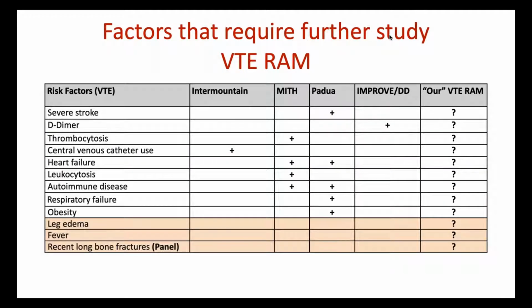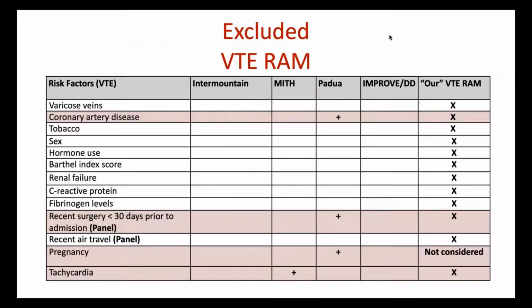We identified 12 additional candidate risk factors that require further study, 5 of which were considered in other VTE models, including respiratory failure and heart failure in Padua and MYTH, severe stroke in the Padua model, and thrombocytosis and leukocytosis in the MYTH model. D-dimer was later added to the improved risk assessment model. However, we found that it still requires further study. As for our excluded factors, compared to Padua, we found that coronary artery disease did not predict VTE risk. And compared to MYTH, we did not include tachycardia as it was considered widely nonspecific.